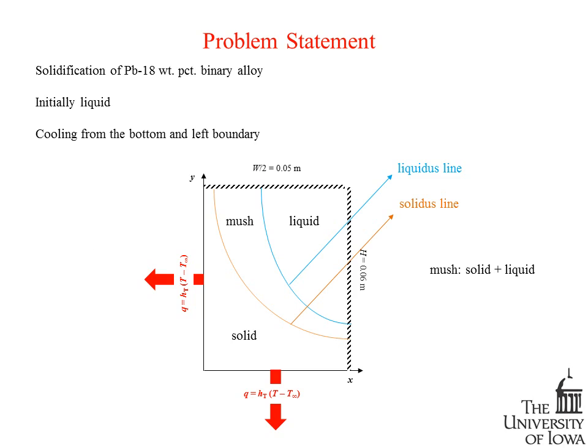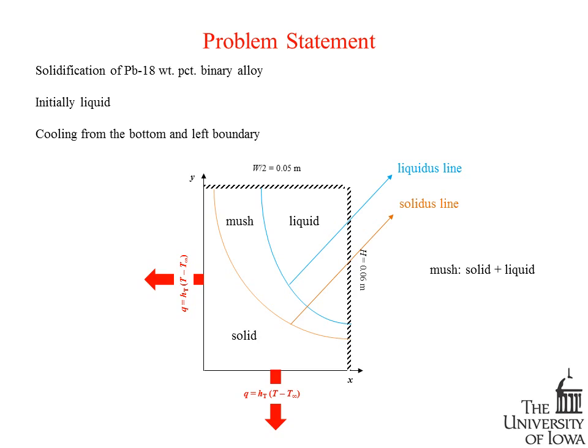So, problem statement. What am I trying to solve? Here you are seeing my simulation domain. It's a cavity. Initially I have a liquid binary alloy, Pb-18% Sn. I'm cooling it from the left and from the bottom boundary, so it starts to cool down and solidify. The right boundary and the top boundary are insulated.